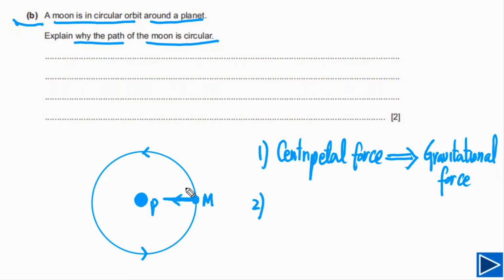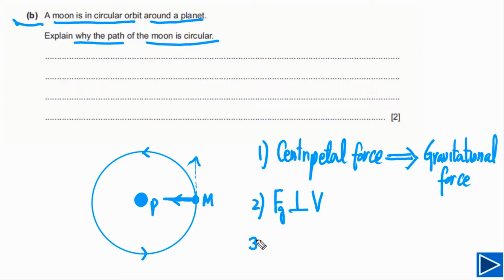Now we need to understand as this moon is moving in a perfect circle, the angle between this force and velocity of the moon has to be 90 degrees. So we can say the angle between gravitational force and the velocity of the moon is 90 degrees. Or simply we can say the centripetal force is perpendicular to velocity, or we can say gravitational force is perpendicular to velocity of the moon. So this can be the second point.